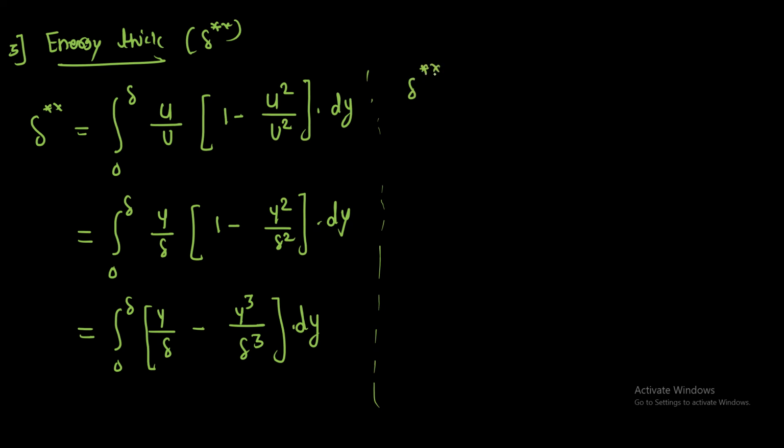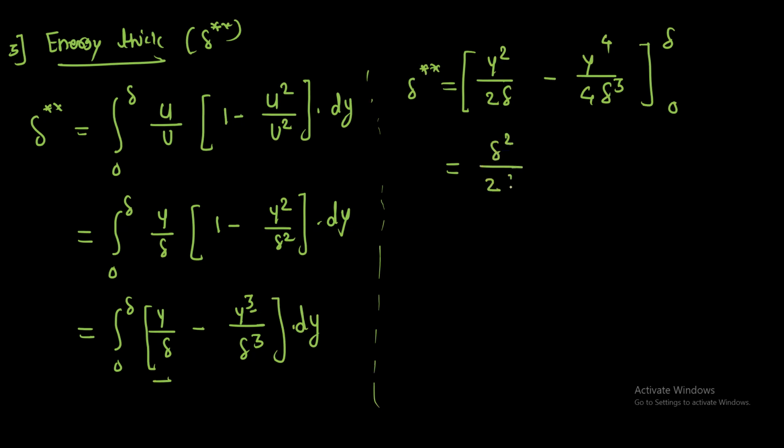So delta double star, that is energy thickness, this is equal to, now integrate that. So first y, it is y square by 2. So y square by 2 into delta minus, this is y cube. So integration is y raised to 4th divided by 4 delta cube, and the limit is 0 to delta. So this is equal to delta square upon 2 delta minus delta 4th divided by 4 delta raised to 4, sorry, delta cube. And if I put 0 limit, everything will be 0.